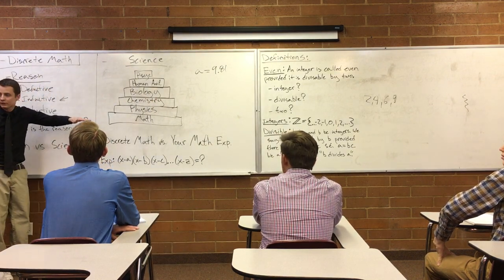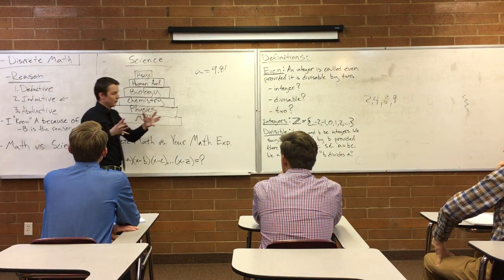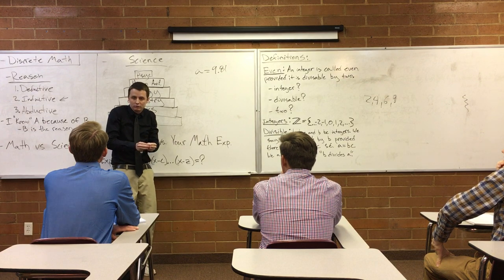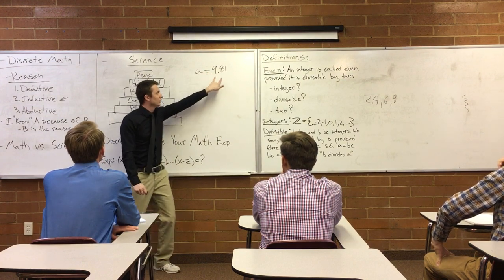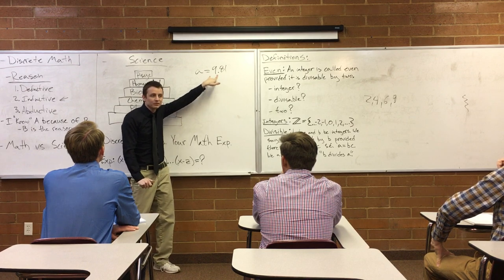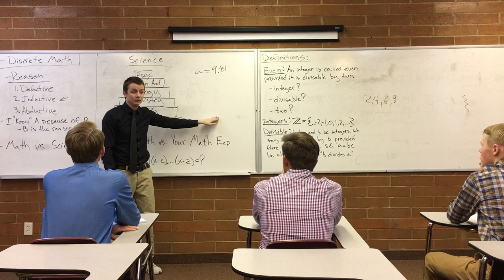So the ultimate goal of all of science is to get whatever scientific phenomena they're talking about reduced to a mathematical model. That's what you're trying to do. You try to get some assumption, assign some number to it, and that's the beginning of science. And then from there on out, you can use math.